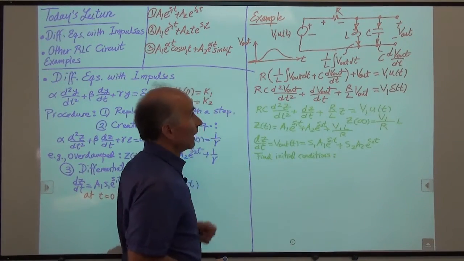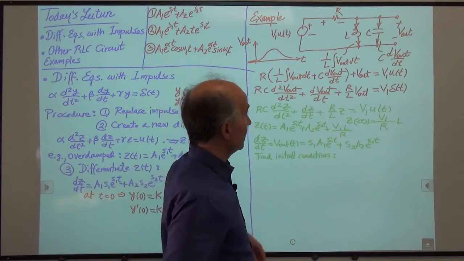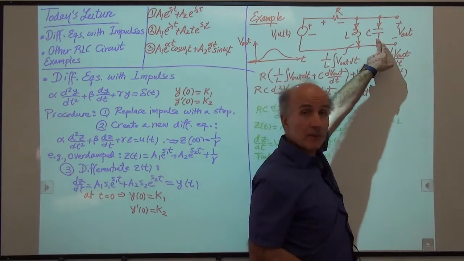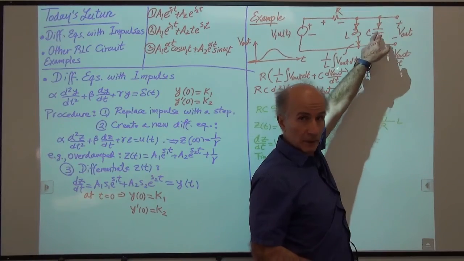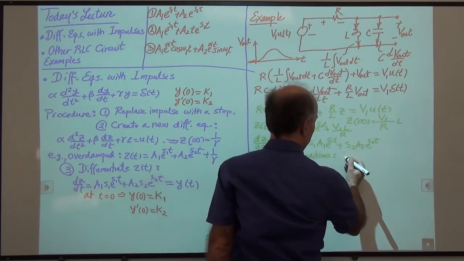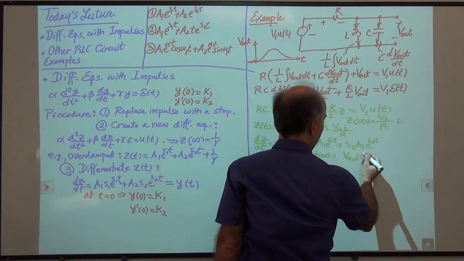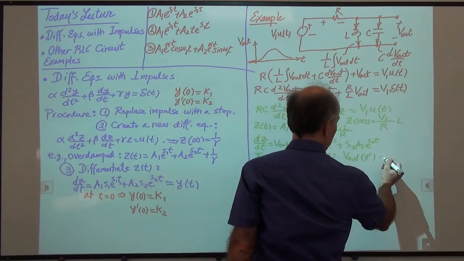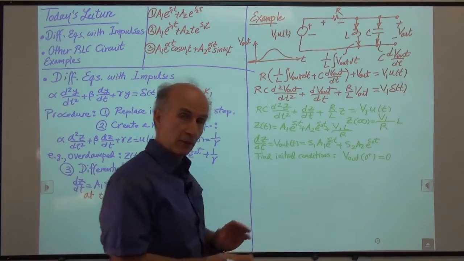Okay, so the first initial condition is that V out at time 0 plus is 0. Why? Because the capacitor wants to hold that voltage at 0. So V out at 0 plus is equal to 0. All right, that's great.